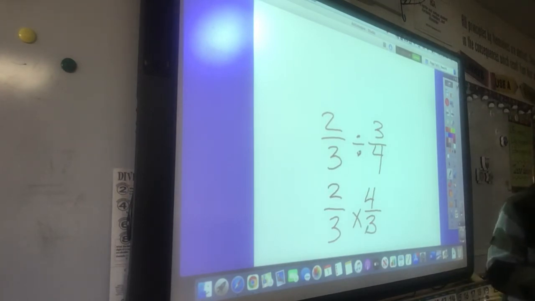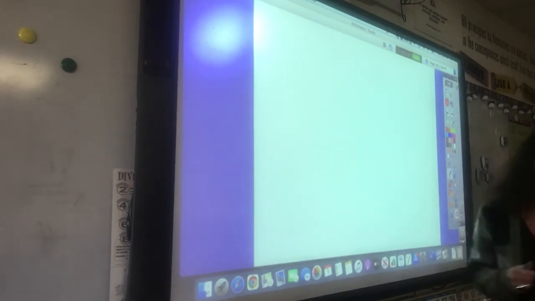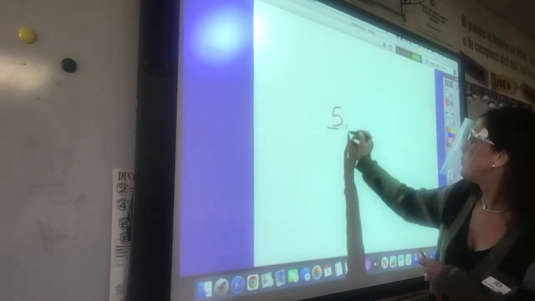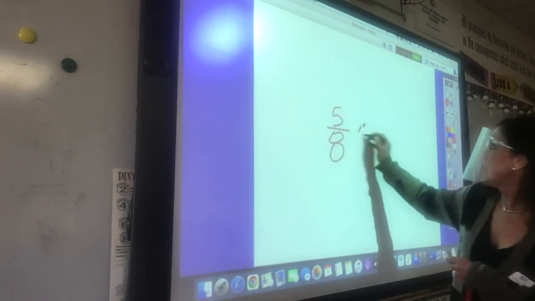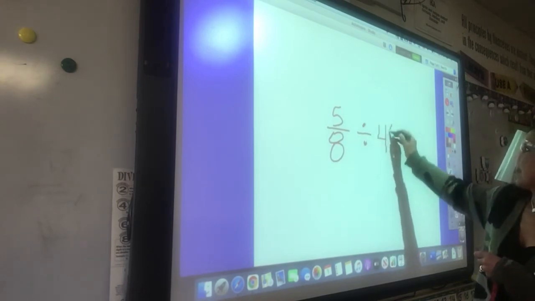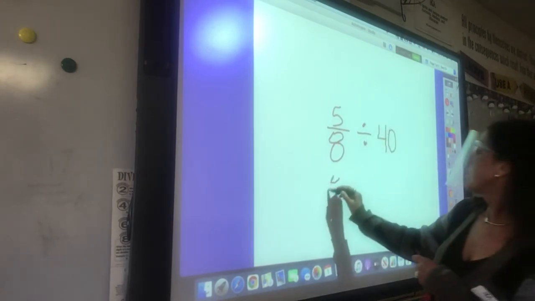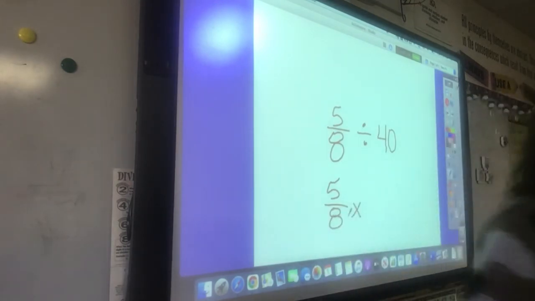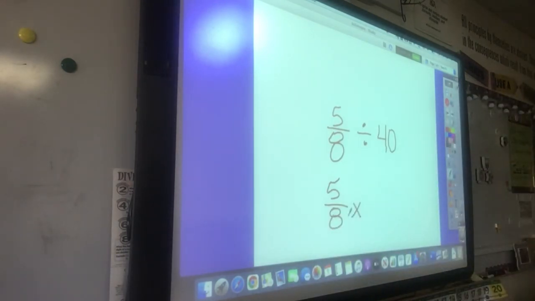Fraction divided by a whole number. Okay, fraction divided by a whole number. So let's do 5/8, and we want to divide that by 40. Okay, 5/8 divided by 40. So we're going to keep, we're going to change, and what is 40 going to be when we flip it? Hunter?